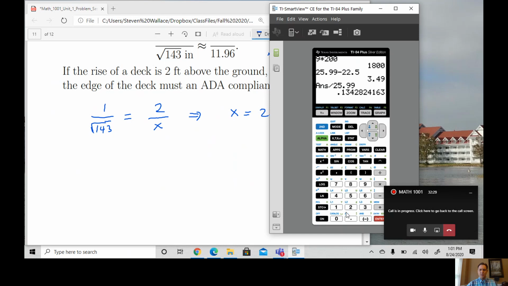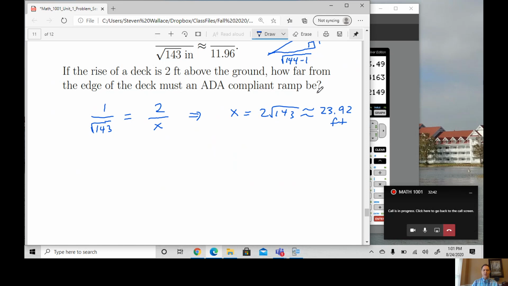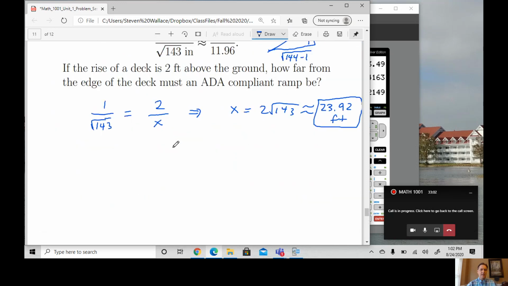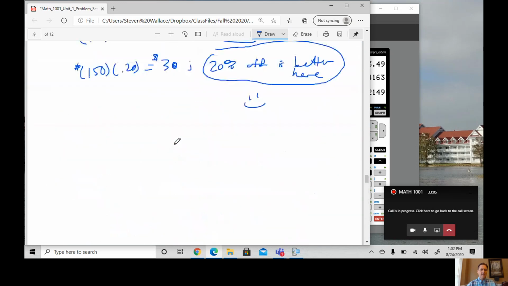So 2 times the square root of 143. Yeah, 23.92 feet. So about 24 feet. If you want to go 2 feet up from the ground, you've got to go 24 feet away from the edge of the deck to get your ADA compliant ramp.